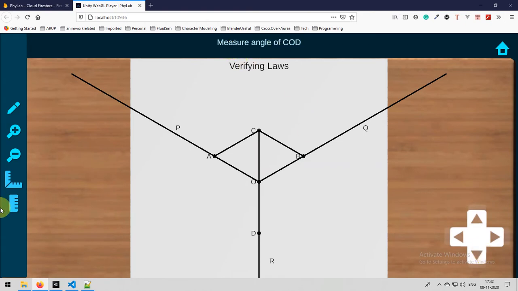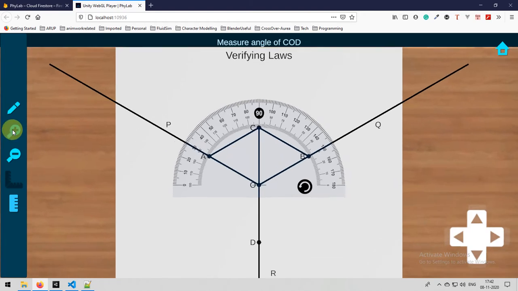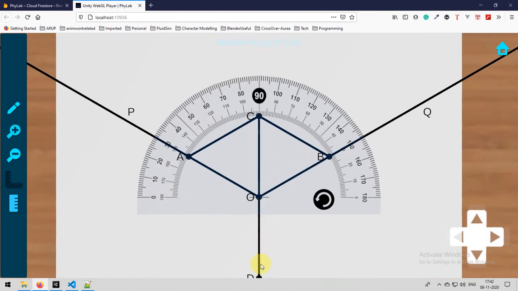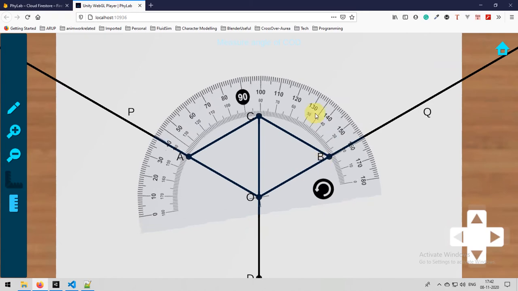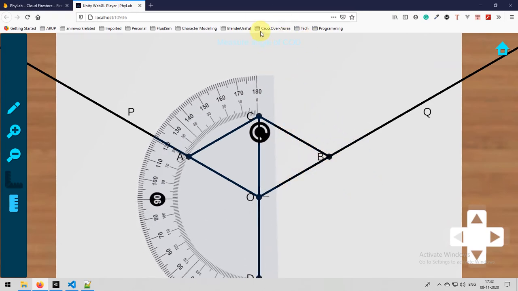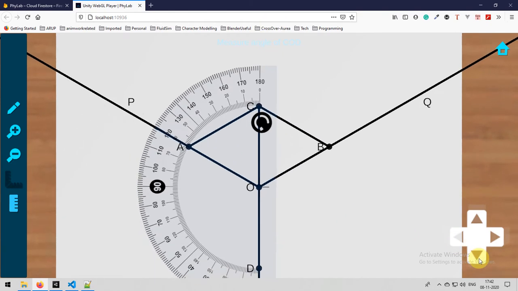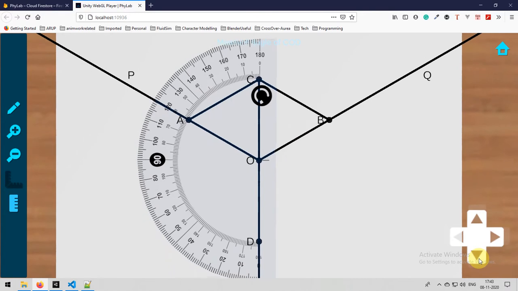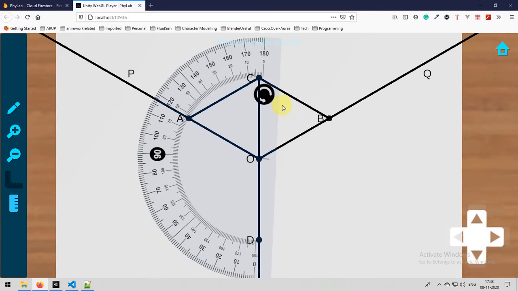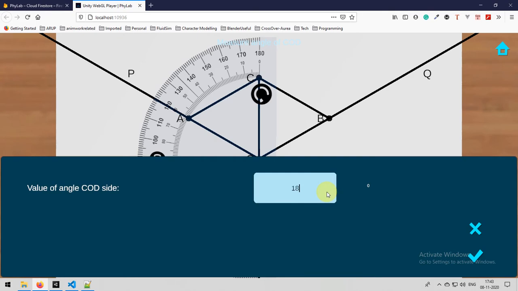The next one is to measure the angle OCD. Here we need to enable the protractor, and here also you can rotate the protractor by using the rotate symbol. Just rotate it and arrange it along the COD line and see whether it matches, like 180 degrees to 0 degrees. If it is matching, then it is 180 degrees, otherwise you need to enter the value here.